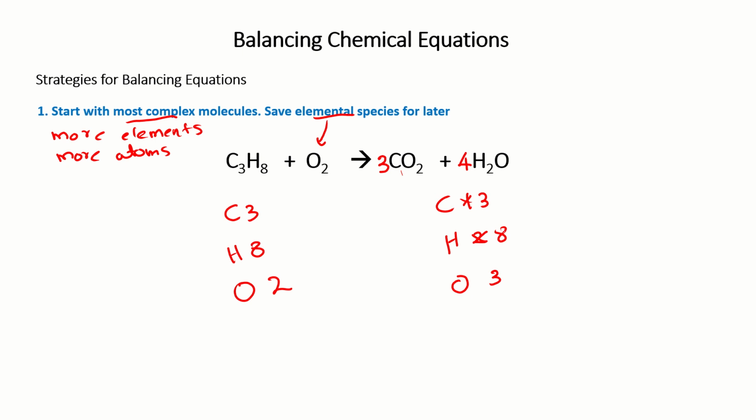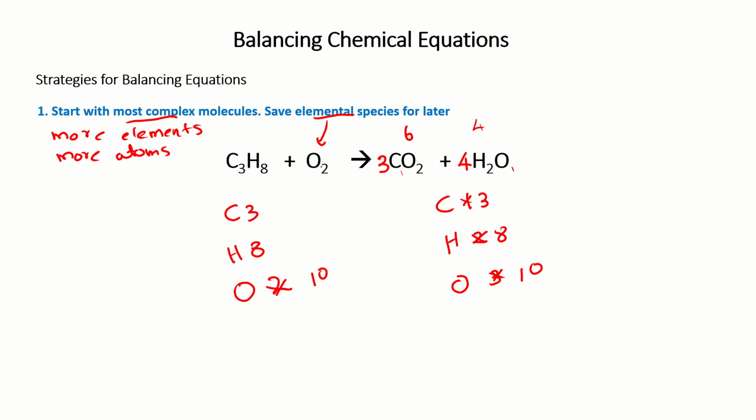Now what this does to the number of oxygen is: 3 multiplied by 2, you get 6 oxygen atoms from carbon dioxide, and 4 multiplied by 1, 4 oxygen atoms from water. So 6 plus 4 results in a total of 10 oxygen atoms on the product side. That means you are required to have 10 oxygen atoms on the reactant side as well.